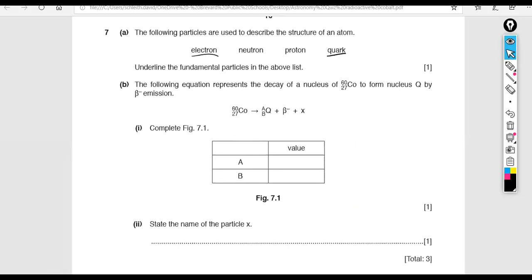The next question is about beta minus decay. Yesterday we saw some examples with beta plus decay, so you have to rely on your notes or think a little carefully here, not just mimic exactly what we did yesterday, because these are different types of beta decay. So this is beta minus decay. The following equation represents the decay of a nucleus of cobalt-60 to form nucleus Q by beta minus emission. Complete figure 7.1. They give you the reaction there, and the key idea is that the proton number is conserved and the nucleon number is conserved, and we know that a beta minus particle has a charge of -1, like an electron.